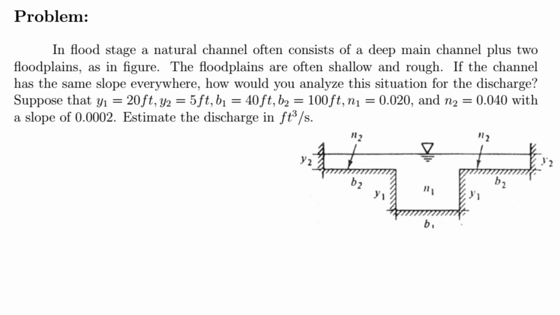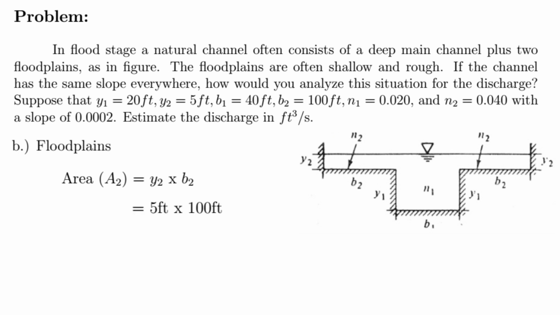Next is to calculate the discharge for the floodplains. Since there are two identical floodplains, the discharge for each floodplain is calculated and then doubled. To get the discharge, we also need the area, wetted perimeter, and the hydraulic radius. We are going to solve for each floodplain. Area is the depth of the flow, which is Y sub 2, multiplied with the width of the channel, the B sub 2. So area is 5 feet multiplied by the width of the channel, which is 100 feet, resulting in 500 square feet.